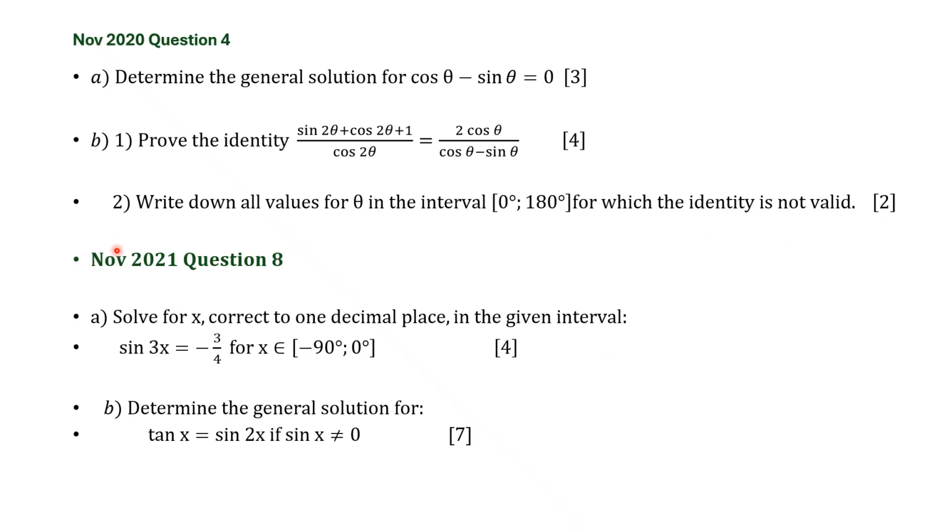Then from the November 2021 paper, question 8. A: solve for x, correct to one decimal place, in a given interval. So sin 3x equals negative 3 over 4 for x an element of negative 92 to 0, so we want our answers in that interval. B: determine a general solution for tan x equals sin 2x if sin x is not equal to 0, and that is 7 marks.